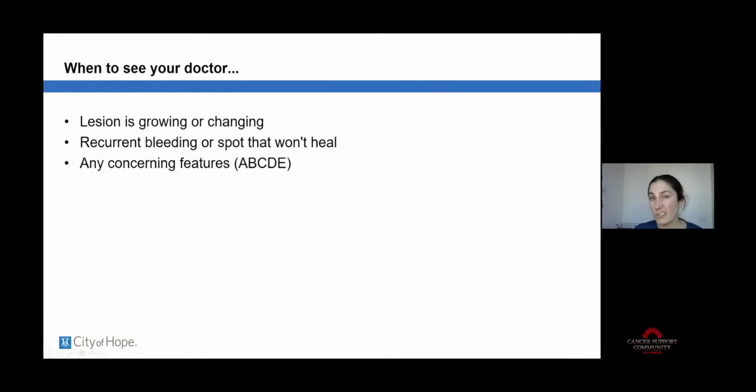So when to see your doctor? If a lesion or a mole is growing or changing, it can be a spot that's been there for many years and then suddenly starts to change. If you do notice that, go in, have it checked out. If you have a spot that bleeds a little and then scabs over, and then the scab comes off and it bleeds again, and it just doesn't seem to be healing, that's concerning for a skin cancer. So that would be another reason to go in and get checked out. And then certainly any of those ABCDE features.